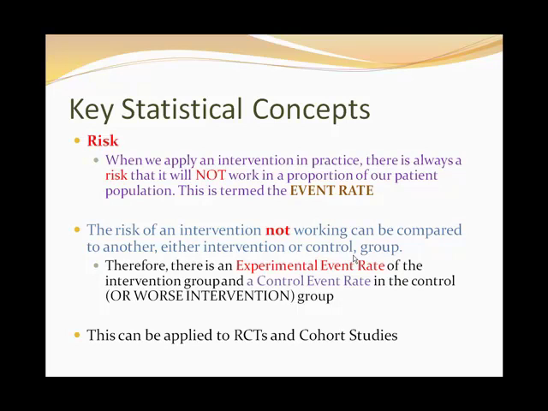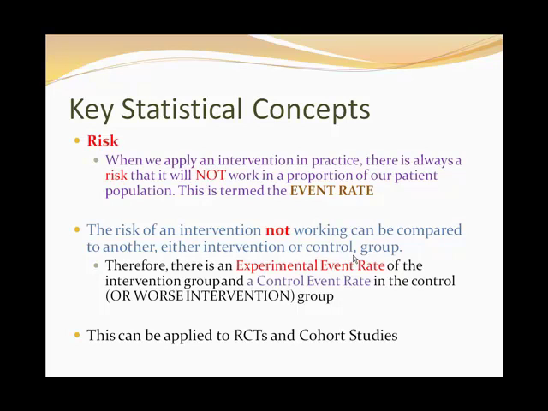Now, when we treat any patient at all with anything, there's always a risk that that patient won't get better. Maybe that's for many reasons, but if we apply it to a whole population and lots of numbers of patients, then there becomes a risk that a patient won't get better from that intervention. And that's called an event rate. So in two groups, where there's a group given an intervention and a group not given an intervention, there's an experimental event rate in the intervention group and a control event rate in the control group.